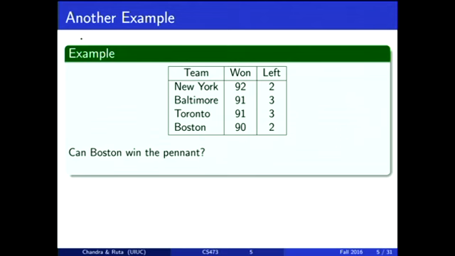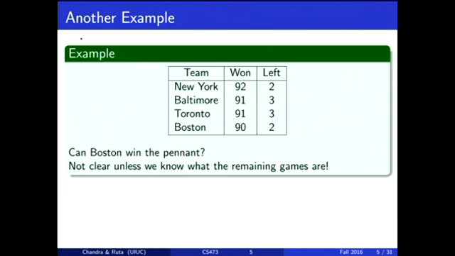There are two games left, but we don't know who the Yankees should play in those two games, or who Boston should play. Without knowing that, we can't determine the answer. But suppose I tell you that information. Then we can try all possibilities and figure out if Boston can win in any one of those possibilities. Does it make sense? I claim that I don't have enough information here.